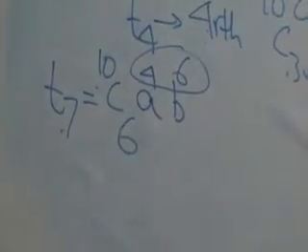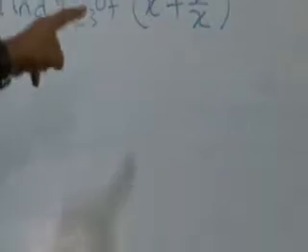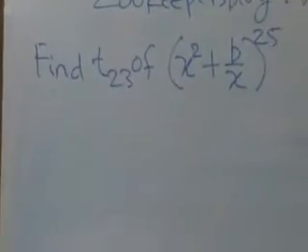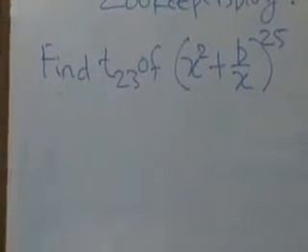Let us try to do another one. I'll repeat the whole thing here. Find T23 of (x square plus b by x) to the power 25. Am I going to write all the terms? What would be the total number of terms if I expand?